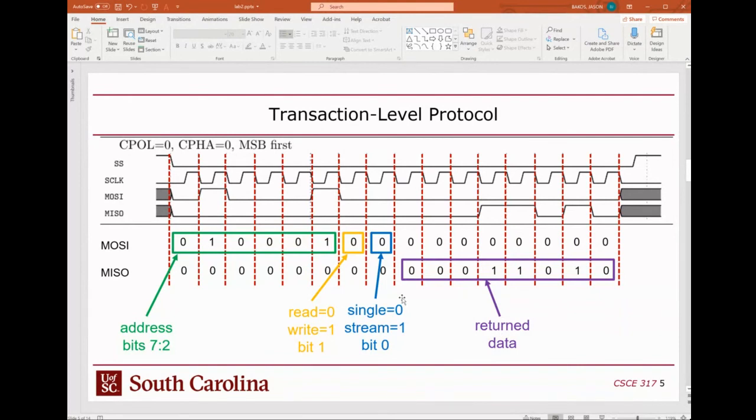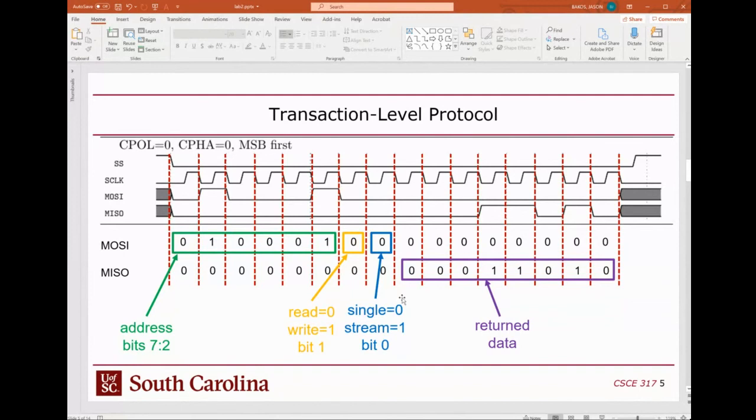And so address bits 7 down to 2, the most significant 6 bits, is the address. So there's a 6-bit address. And then bit 1 designates whether the master intends to read or write. Read would be specified as a 0 in this bit position, and write would be specified as a 1 in that bit position. Okay, and as Charles mentions, we made up this protocol, but it's actually based on the protocol that was used by the accelerometer that we used in this class last year.